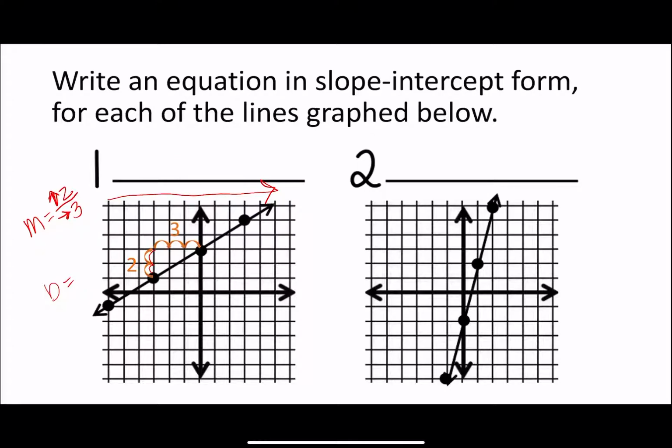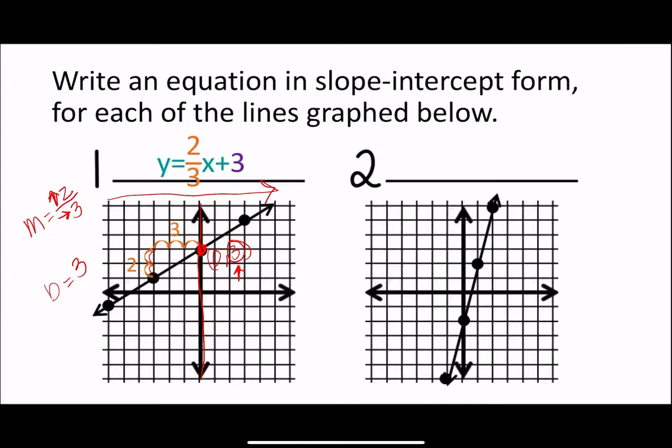And now your b value is your y-intercept, so where it crosses the y-axis. That point right here is 0, 3. But when we're using b, we only want to know what that y value is from this y-intercept. That 3. So we're going to write that in. Now that you have both your m and your b, you can rewrite this as y equals 2/3 x plus 3. All you do is drop your numbers in.